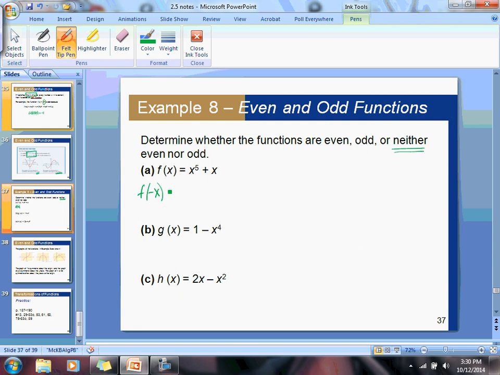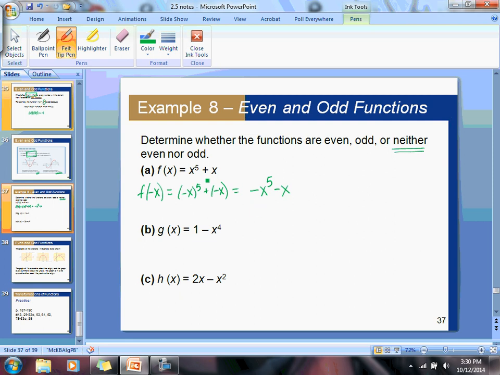So I'm going to replace the x with a negative x. So I'll have negative x to the fifth plus negative x. And then I'm going to simplify it, and I'm going to see if I get my original equation back again or not. And here if I had negative x to the fifth, that would get me negative x to the fifth minus x.